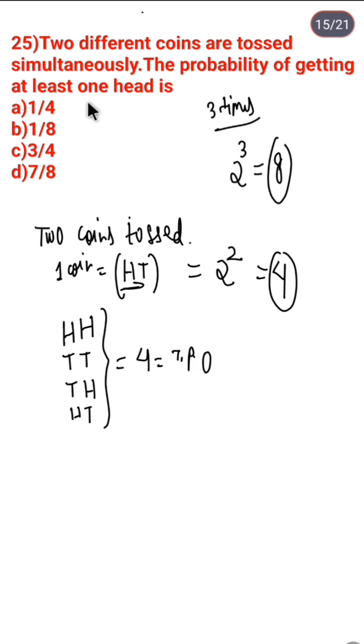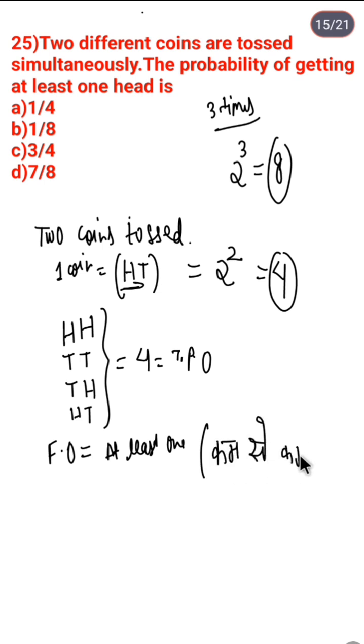Now the probability of getting at least one head. Favorable outcomes will be, what is the event? At least one. At least one means कम से कम. कम से कम एक होना चाहिए, ज़्यादा होगा भी तो चलेगा. At most means ज़्यादा से ज़्यादा होना चाहिए, कम होगा भी तो चलेगा. At least one head, so एक होना चाहिए, एक से ज़्यादा होना चाहिए, एक से कम नहीं होना चाहिए.